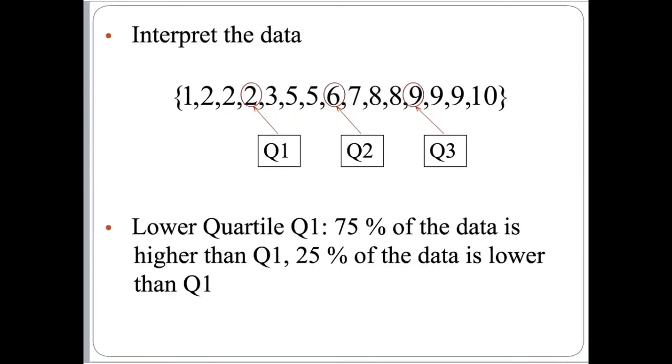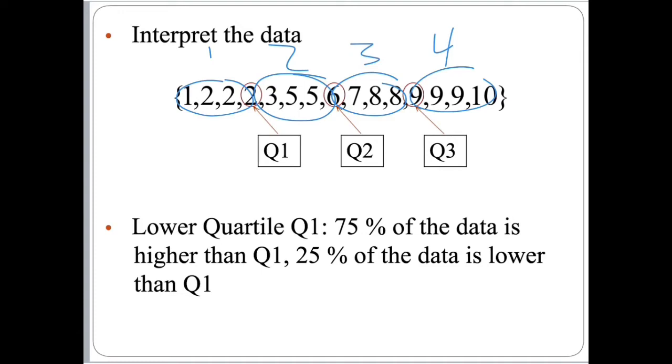If you look at our data set, we have some percentages that apply to our information. So knowing that Q1 is the quartile of the lower portion, we can kind of see that we have 4 quarters. So we have the first quarter, we have the second quarter, the third quarter, and the fourth quarter.